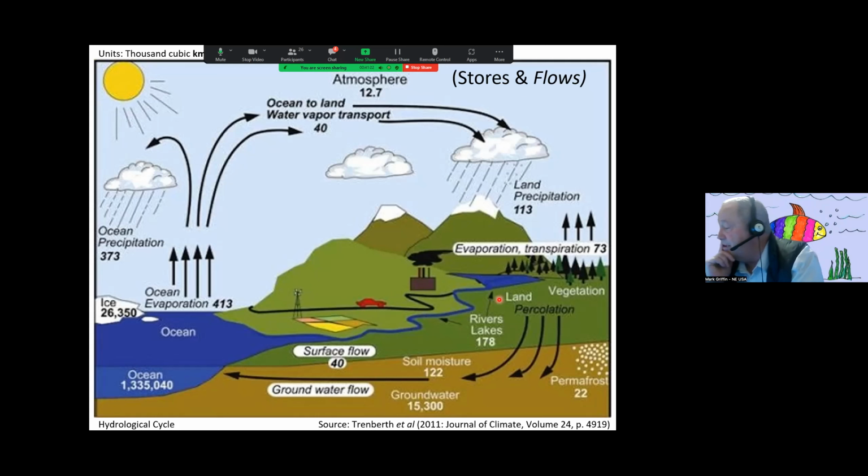This is also conceptual. Every school kid knows the hydrological cycle, but this one's a little different because it looks at stores and flows quantitatively. This is data from the mid-90s. The italics show the flows and the stores are in regular print. For example, ice here. This is how much ice we're storing. Well, we all know that's changing because of water temperatures. We know that the rate of ocean evaporation is changing, and a few other things.